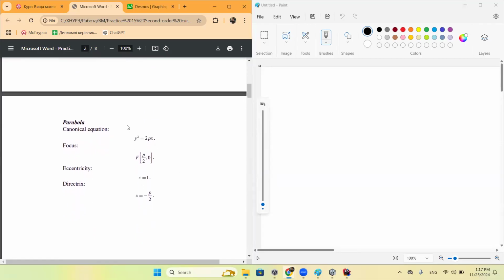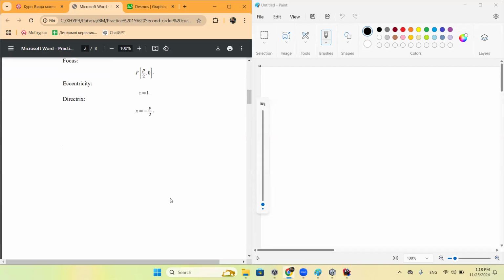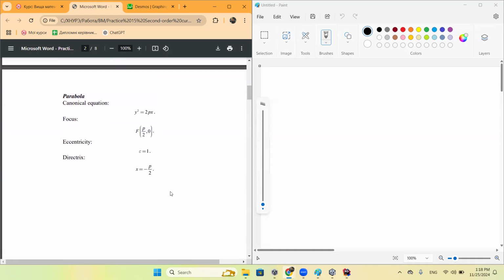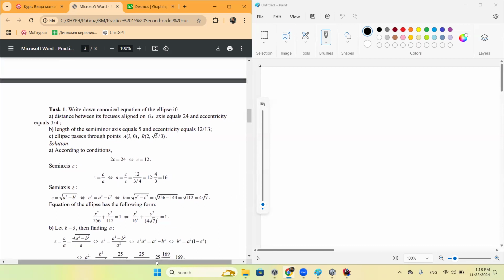The parabola canonical equation is like our quadratic function. Here it is y, but we can swap these variables, and it will be oriented along different axes. The focus coordinates are the following: parameter p by 2 and 0. Eccentricity for the parabola is always 1, and it has only one directrix, x equals minus p by 2. Any questions for now about the theory? No questions, as expected, so let's start practice.